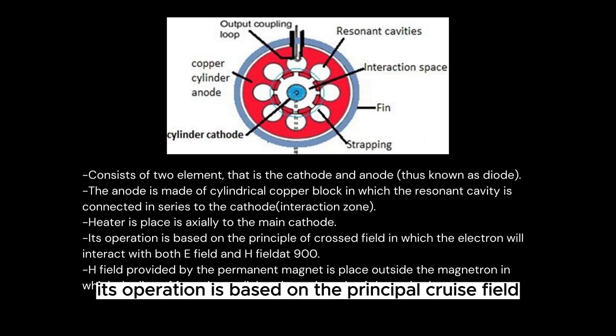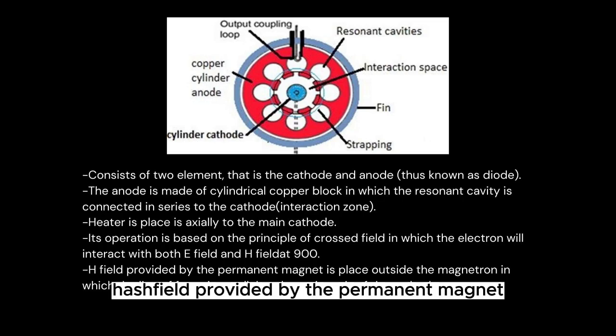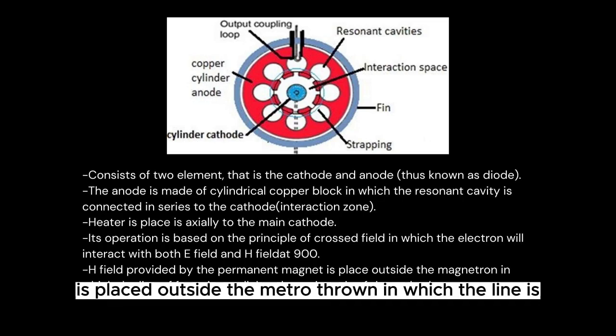Its operation is based on the principle of cross field, in which the electron will interact with both E field and H field at 90°. The H field is provided by a permanent magnet placed outside, in which the line of force is parallel to the major axis of the cathode.